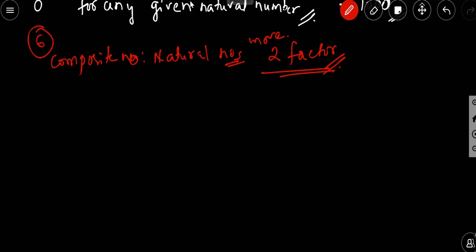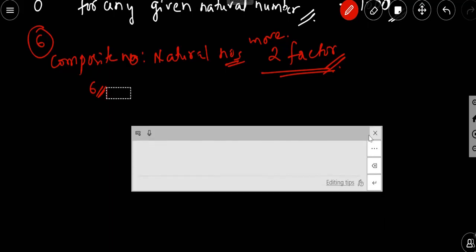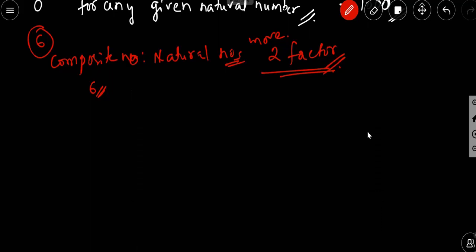For example, let us see whether 6 is a composite number or not. 6 is divisible by itself, by 1, by 2, and by 3. So how many factors do we have? We have 1, 2, 3, and 6. Totally we have 4 factors, which is more than 2 factors. So this kind of number we call a composite number.